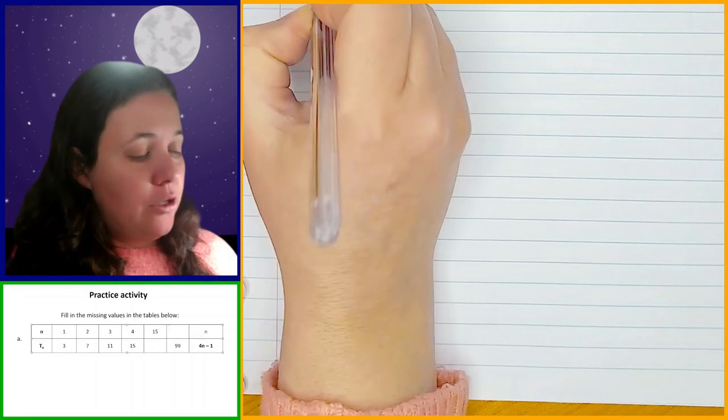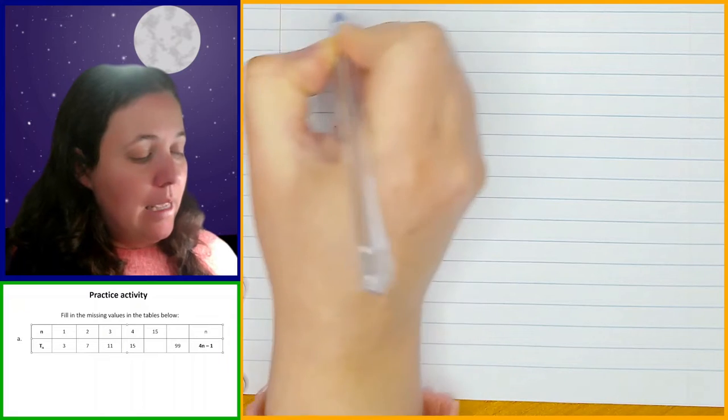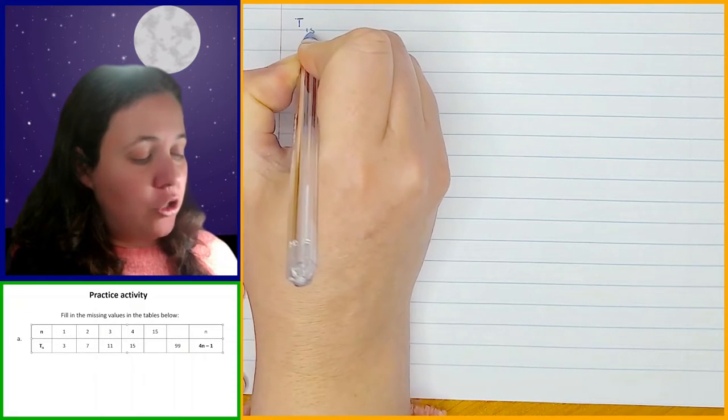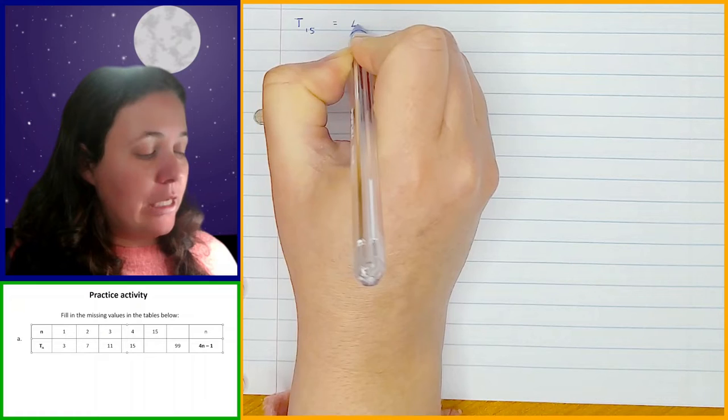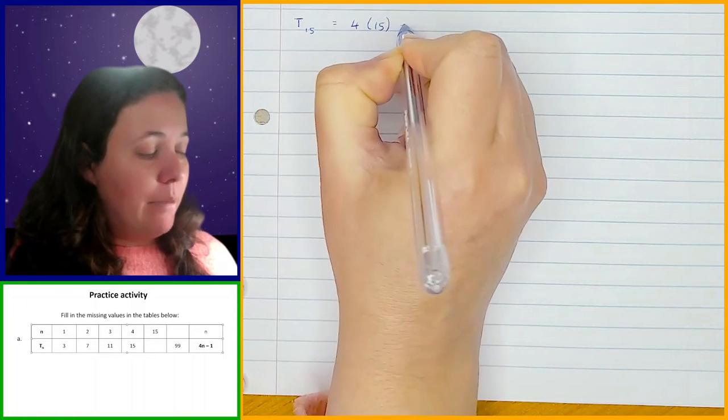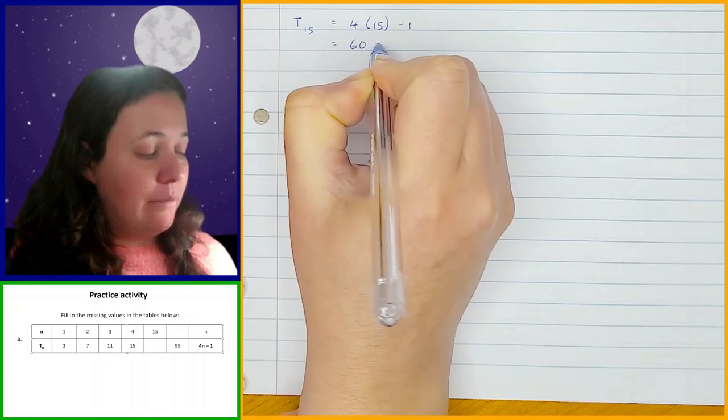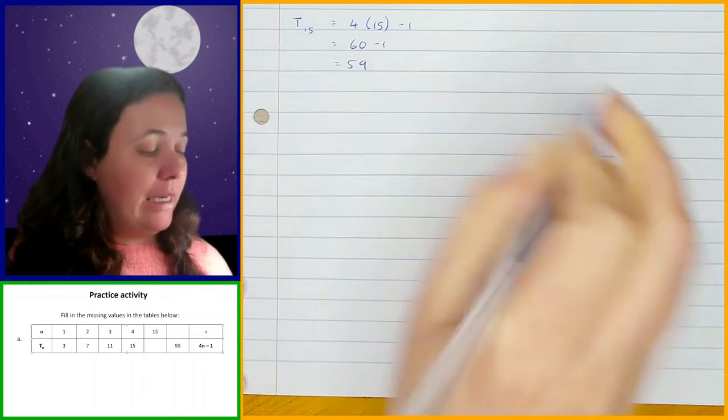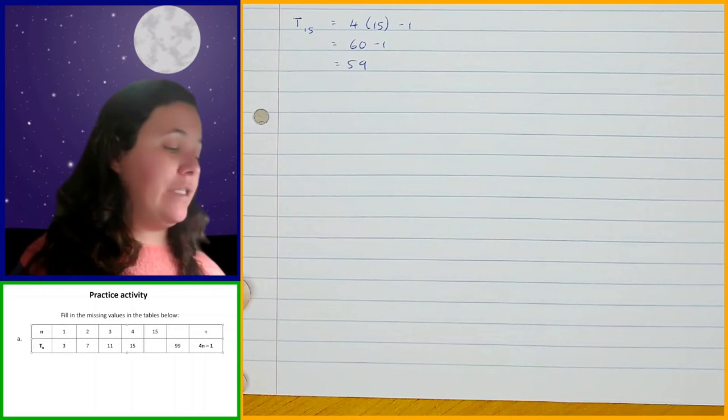Then using that to work out the 15th term, we need to do this. So we've got 4n minus 1. Now we're going to find the 15th term. To do that, we're going to have 4 times 15 minus 1. So that gives us 60 minus 1, which is 59. So for that term, you should have got 59.